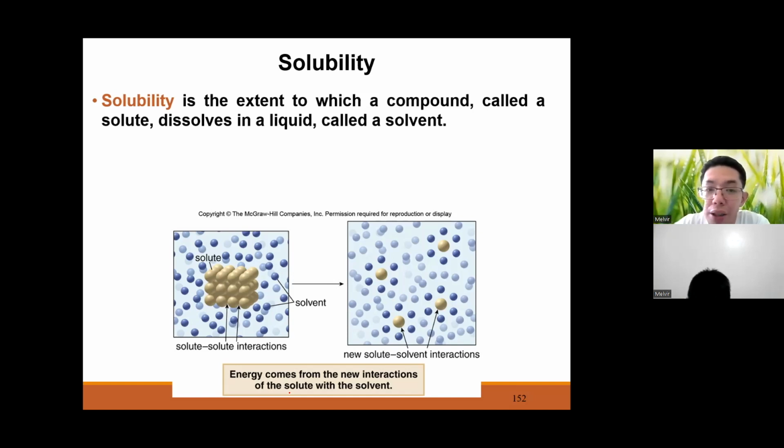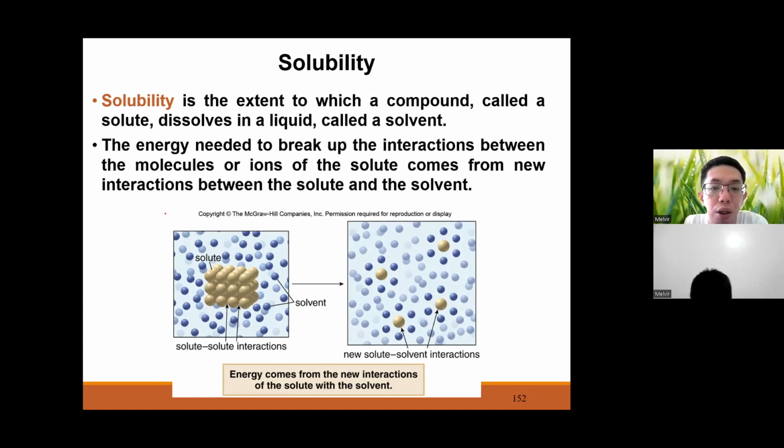When you say solubility, it's the extent to which a compound called a solute dissolves in a liquid called a solvent. Solubility is the amount of solute that can be dissolved in a given solvent. The strict definition is how much solute can be dissolved in 100 grams of solvent. Say you have 100 grams of water, how much solute will dissolve?